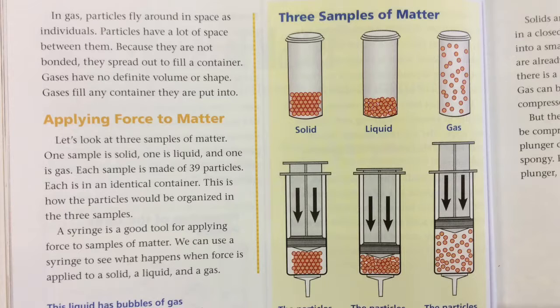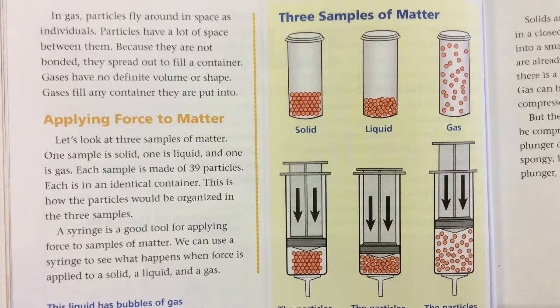In gas, particles fly around in space as individuals. Particles have a lot of space between them. Because they are not bonded, they spread out to fill a container. Gases have no definite volume or shape. Gases fill any container they are put into.